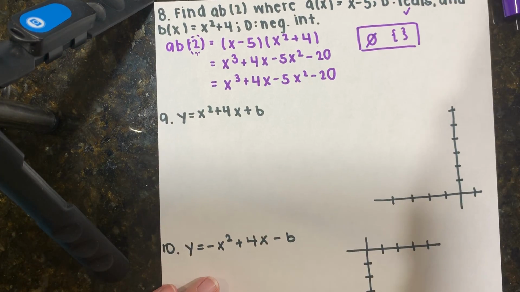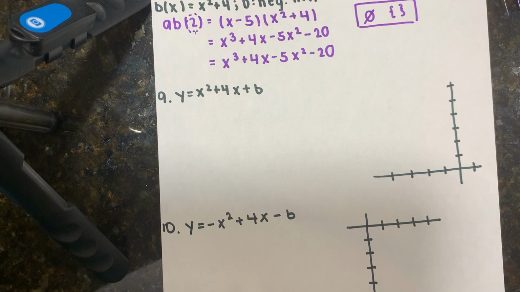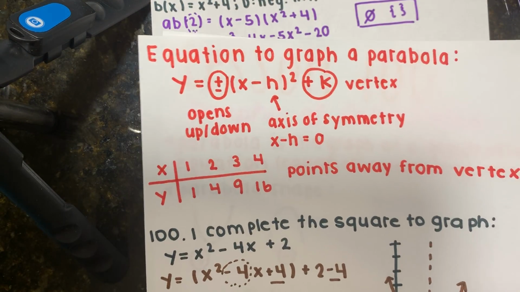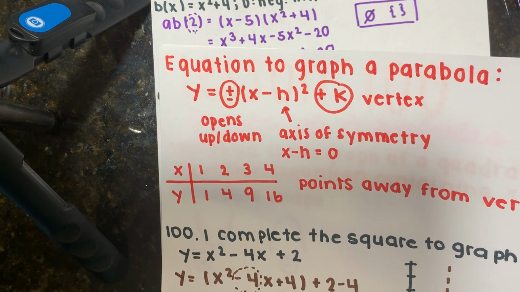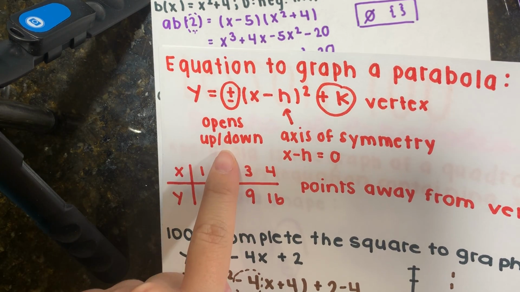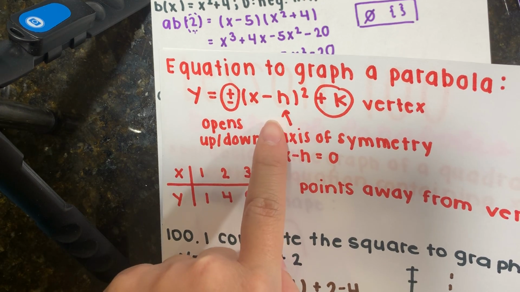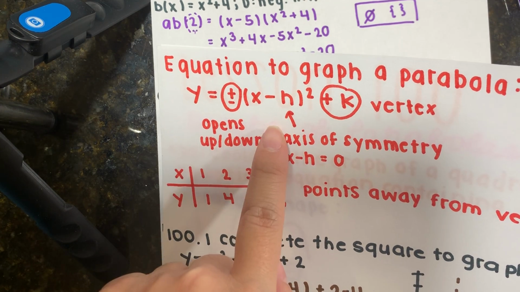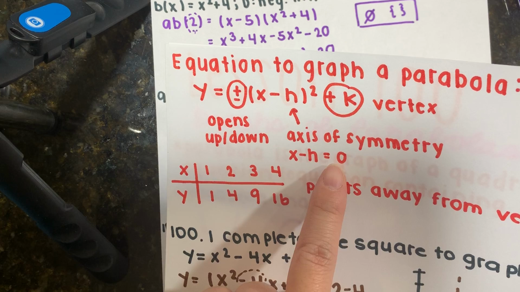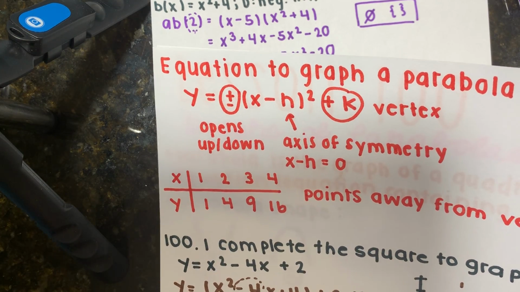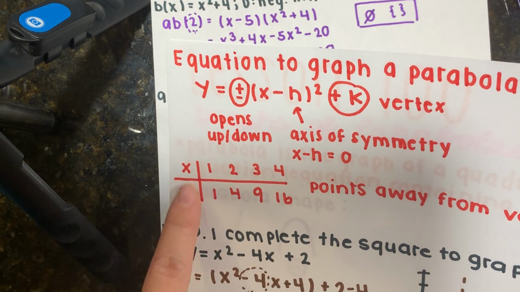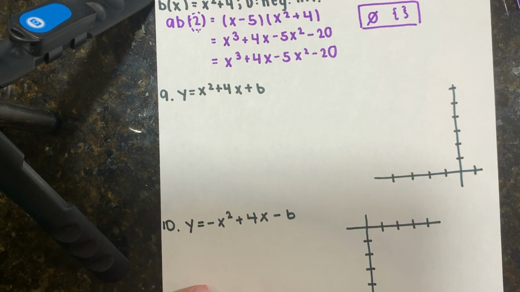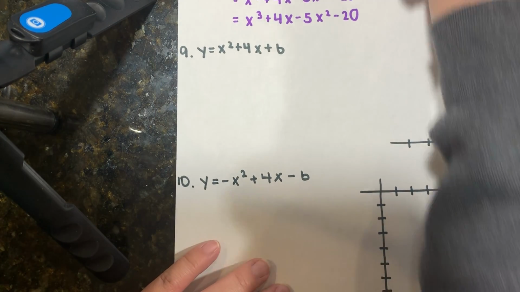Now for number 9 and number 10, remember, we're just going to recall what our equation needs to look like. It needs to look like this. So we're going to complete the square to get an equation that looks like this. The positive or negative is going to tell us if it opens up or down. This is going to tell me what the axis of symmetry is by setting it equal to 0. And this is going to be my vertex plus k. This chart right here tells me how I'm going to graph it. So I need to get it into that form before I can actually graph it.